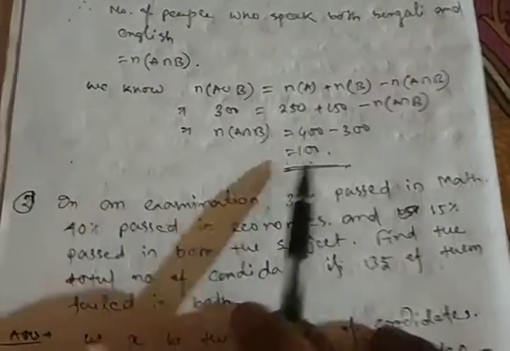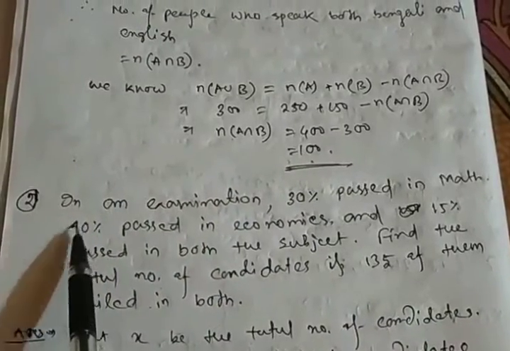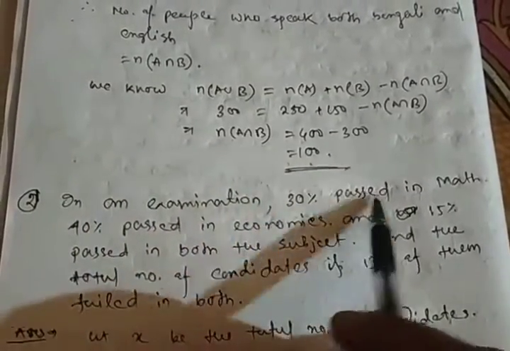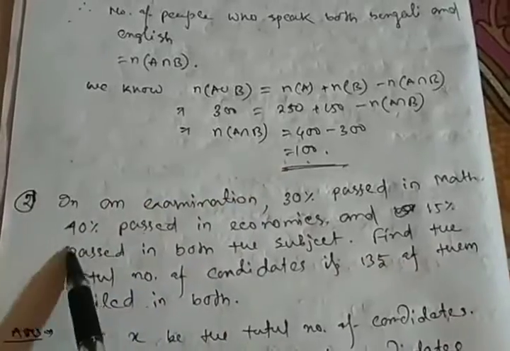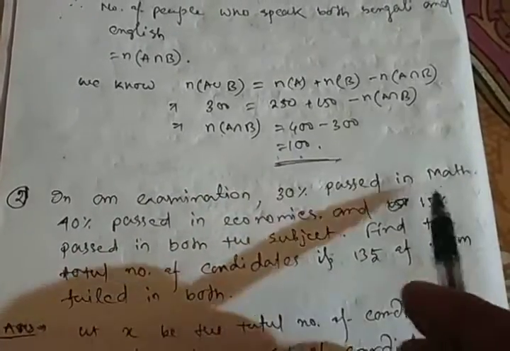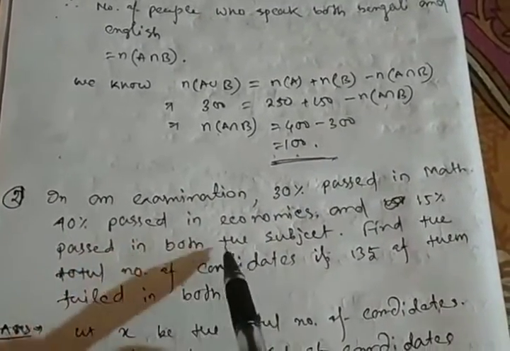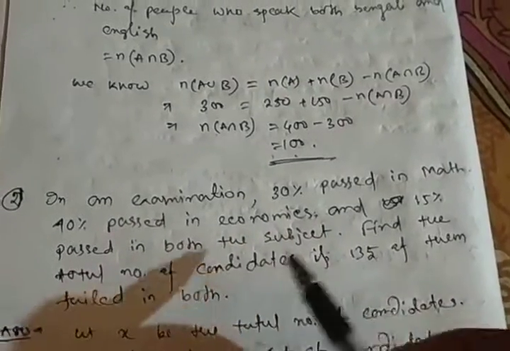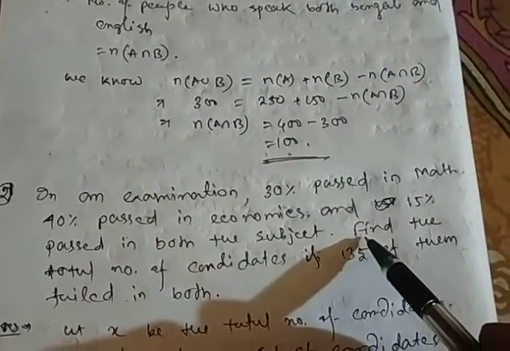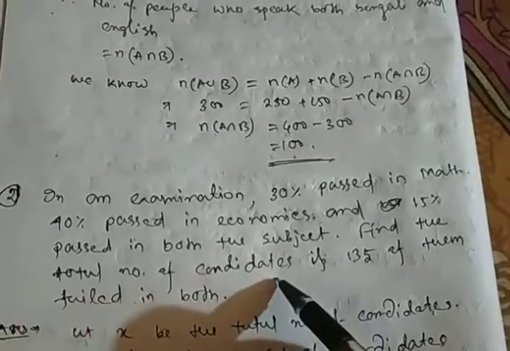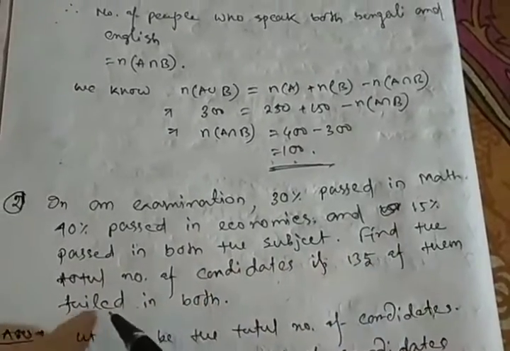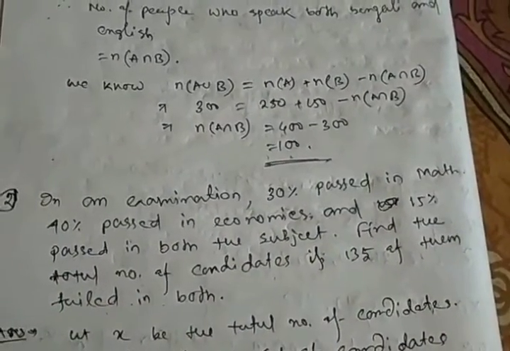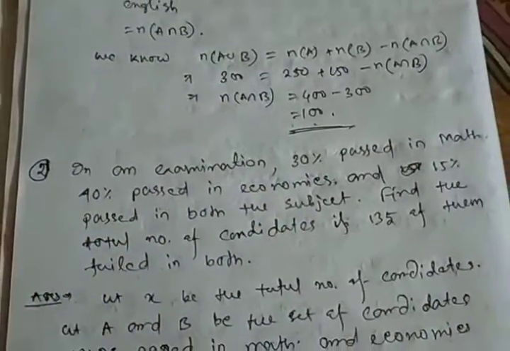Again the question is: in an examination 30% passed in math, 40% passed in economics and 15% passed in both the subjects. Find the total number of candidates if 135 of them failed in both. Okay, now here the number of candidates is not given, which we have to find.